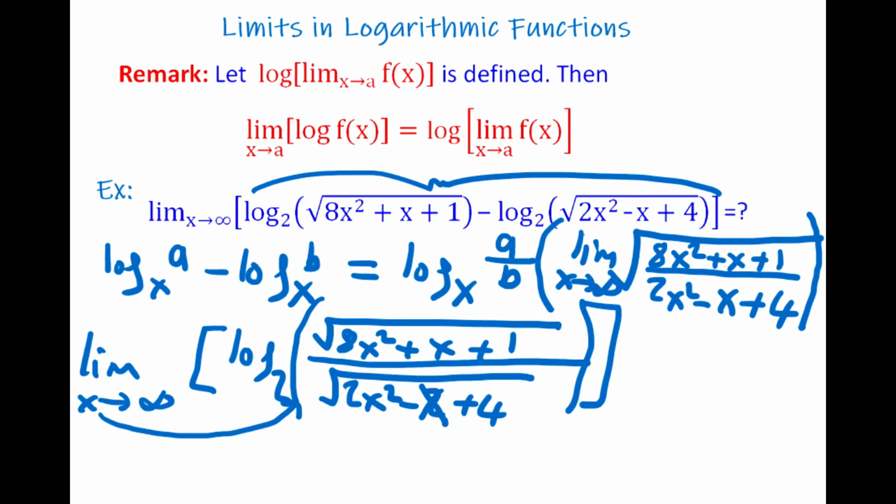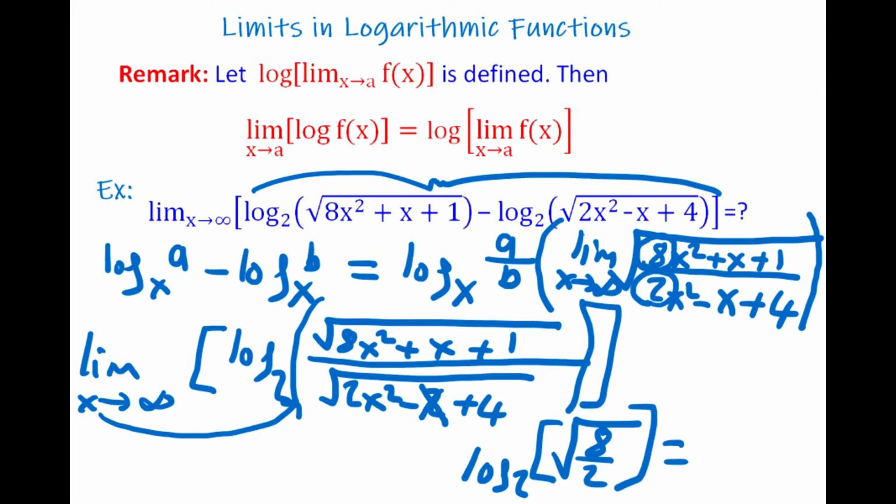Because the highest degree of the numerator is x squared, okay, and its coefficient is 8, I'm going to just look at 8. And the highest degree of the denominator is x squared, and its coefficient is 2. So I'm going to just take 2. Because there is x squared in both numerator and denominator, that is why I can take 8 and 2 and then just divide them. So I'm going to have logarithm in base 2 of the square root of 8 divided by 2, guys. So the square root of 8 divided by 2 is the square root of 4, and the square root of 4 comes out as 2. So we're going to have logarithm in base 2 of 2, and that is 1, guys.